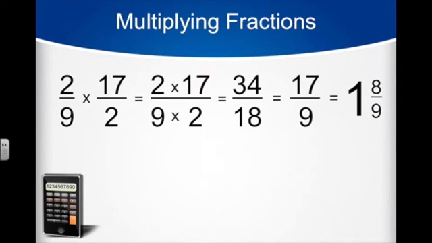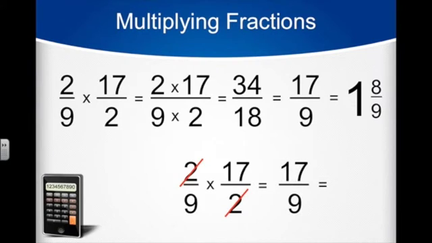Now, you may not have noticed initially that we could reduce 34/18, but if we look back at the original problem, there is one thing we can do to simplify this process a little bit. There is a 2 in the numerator of the first fraction and a 2 in the denominator of the second fraction. Because we're multiplying, we can reduce that 2 over 2 to 1. And all we have left is 17 over 9, which still equals 1 8/9.